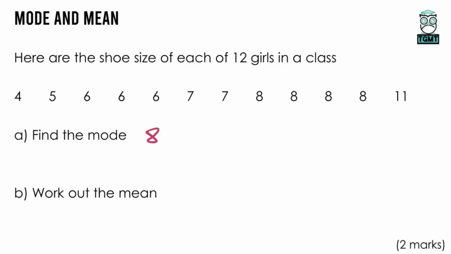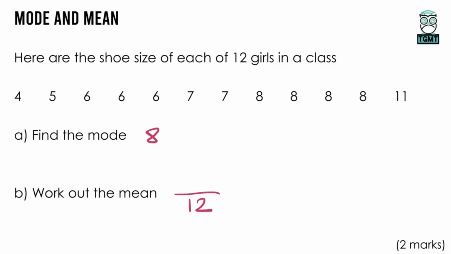Now, the next part of this question is asking us to work out the mean. The mean is where we add them all together and divide by how many numbers there are. So in this question, we need to add them up and we're going to divide by 12, as there are 12 numbers.